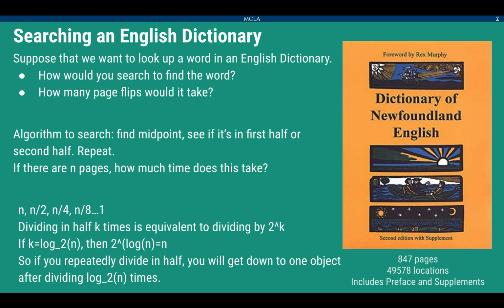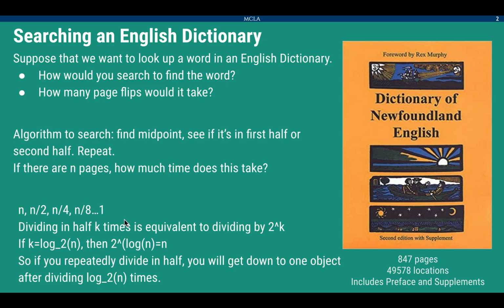So if we divided something in half once, we'd be down to n over 2 to the 1. Twice, we'd be down to n over 2 to the 2, or n over 4. 3 times, we'd be down to n over 8, and so on. And notice that the log base 2 of 8 is 3, the log base 2 of 4 is 2, this is 1.